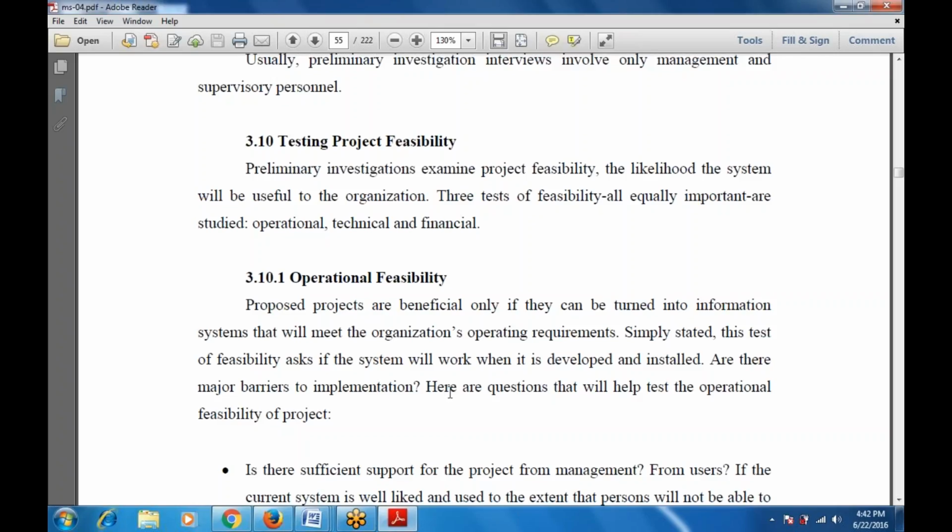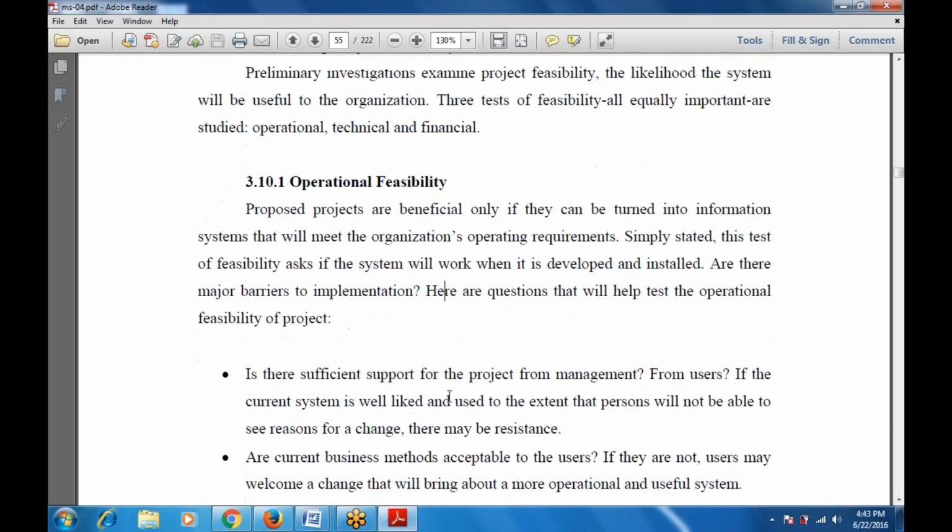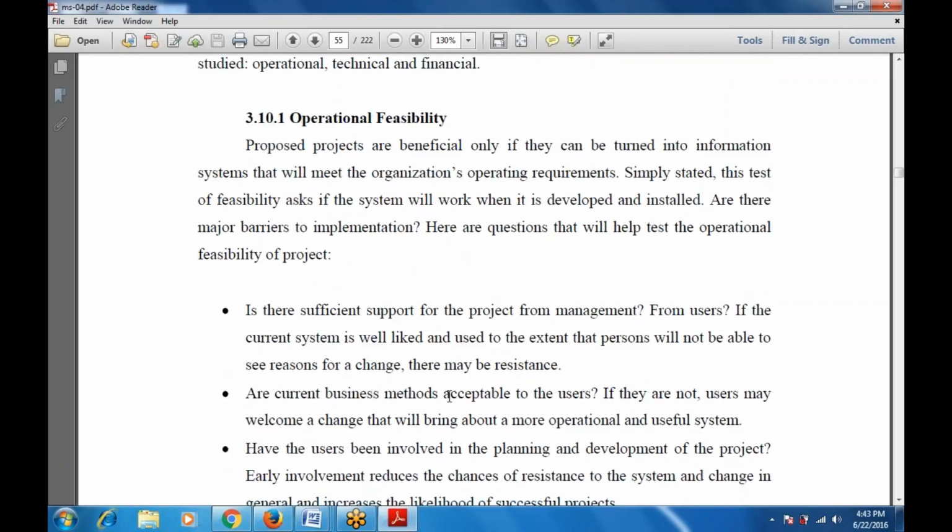Now, what are the various questions used in operational feasibility? Is there sufficient support for the project from the management, from the users? Are current business methods acceptable to the users? If they are not, users may welcome a change that will bring about a more operational and useful system. Have the users been involved in the planning and development of the project? Early involvement reduces the chance of resistance to the system and change in general, and increases the likelihood of a successful project.